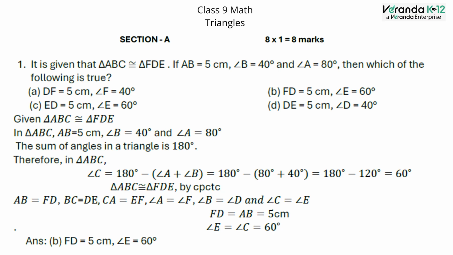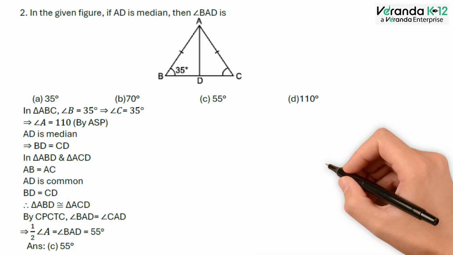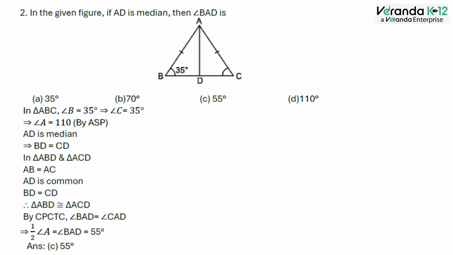So, using those CPCTC, finally we can write FD is AB, which is given as 5 centimeter, and angle E is angle C, which is given as 60 degree. Therefore, the correct option is FD is 5 centimeter and angle E is 60 degree. Next, second question. In the given figure, if AD is median, then find the angle BAD.